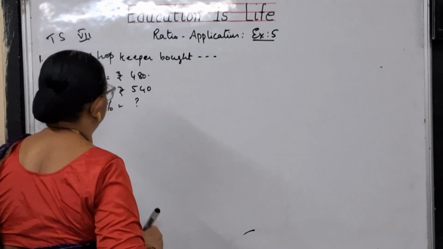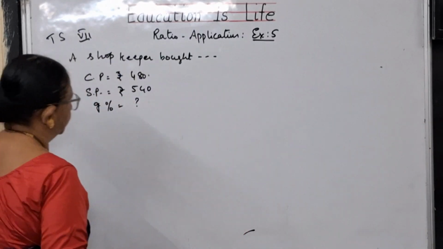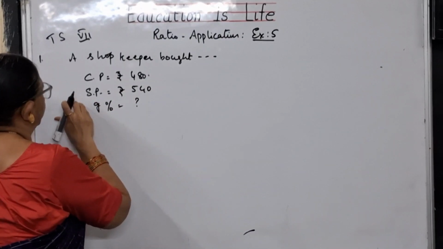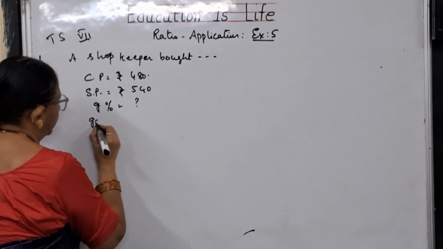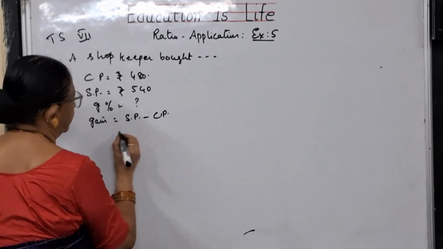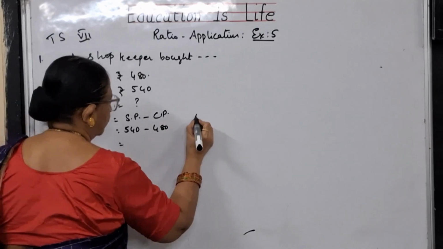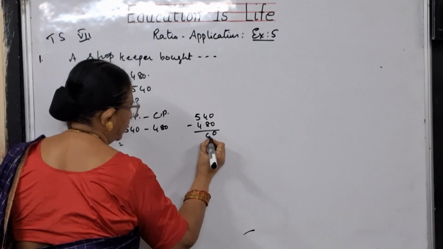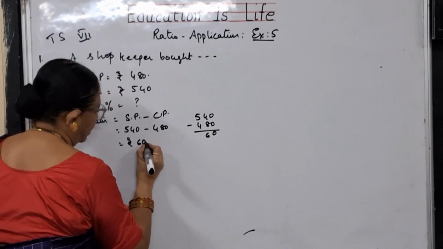He has purchased a suitcase for 480 rupees. He sold it for 540 rupees. So the question is what is his gain percent? First you find out what is gain. Gain is nothing but selling price minus cost price. That is 540 minus 480. So 60 rupees is gain.